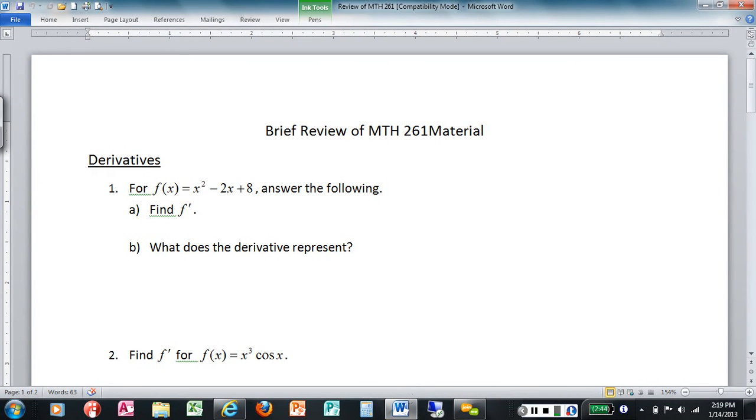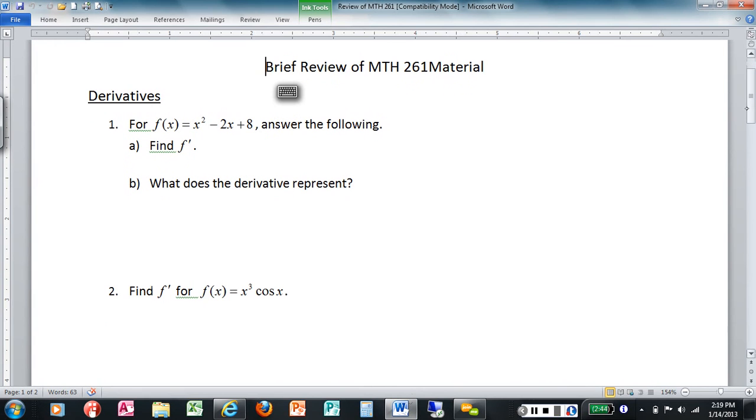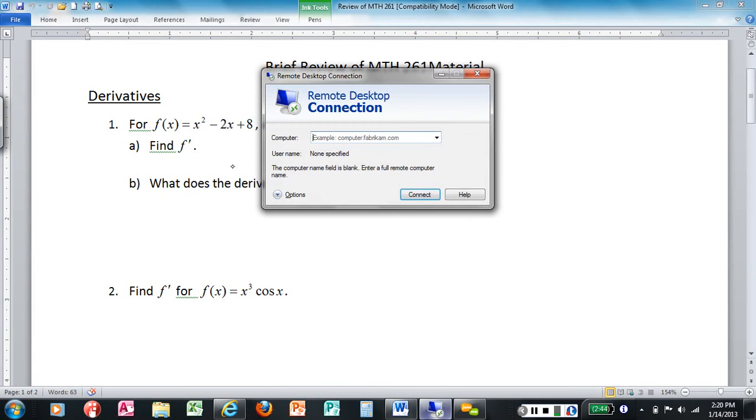Brief review. This is supposed to be stuff we've already talked about. Previously in a calculus class, perhaps you've done these before. Hopefully you've done these before. We talked about derivatives and their meaning and so forth. Start you off with an easy one, right?